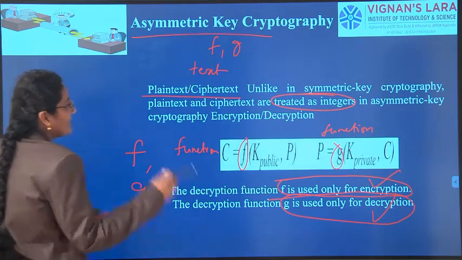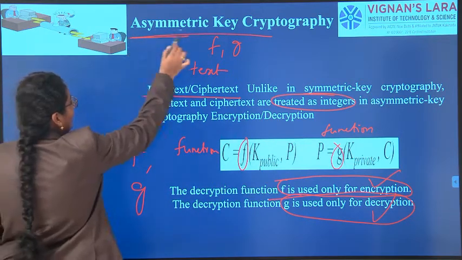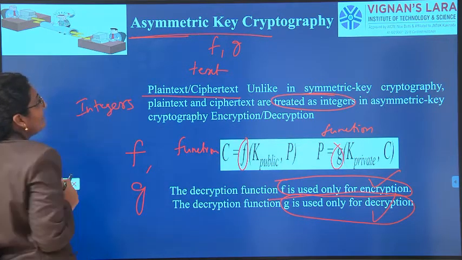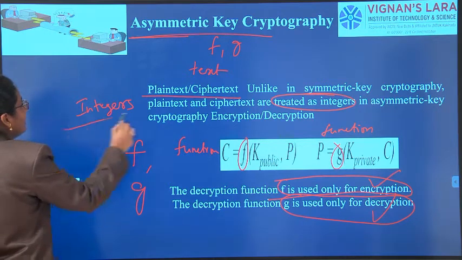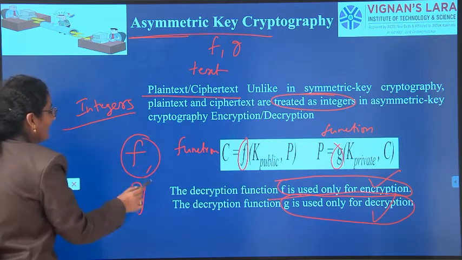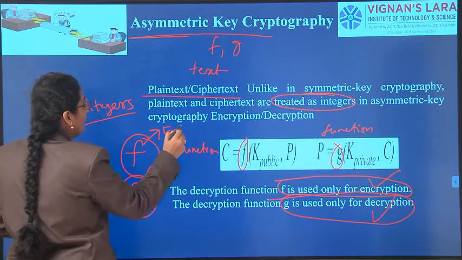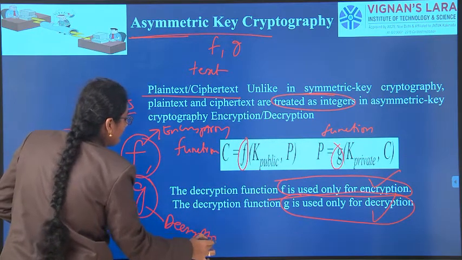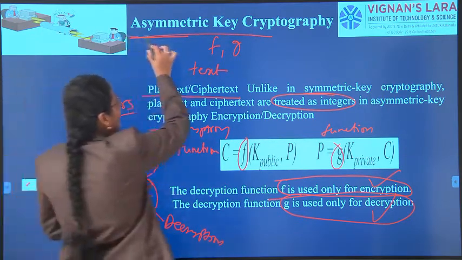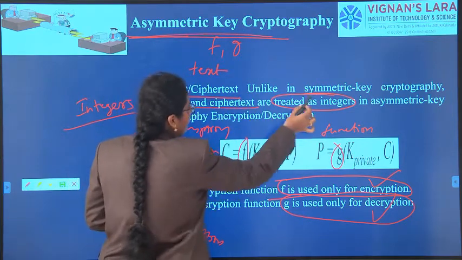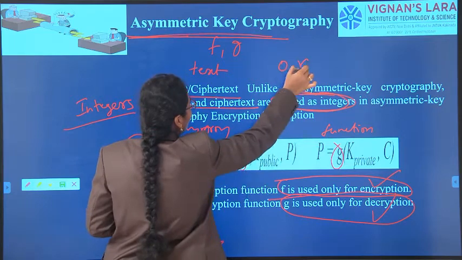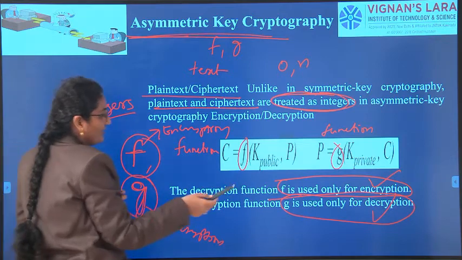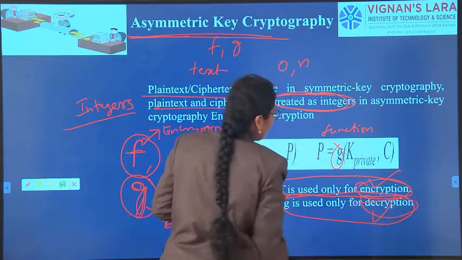So what are the important points you have to remember here? In asymmetric key cryptography, plain text and ciphertext are treated as integers. Integers means 0 to n, any number. Here we have two functions, F and G. F is used for encryption, G is used for decryption.